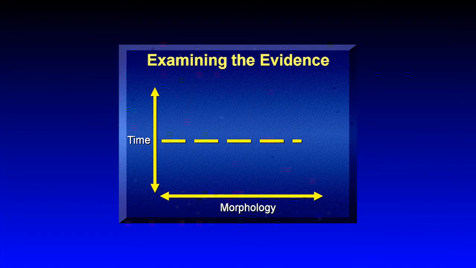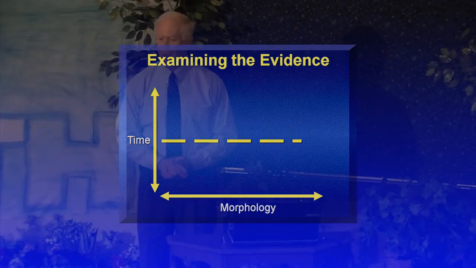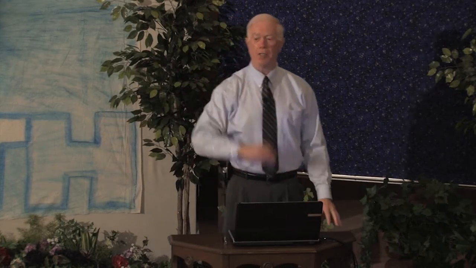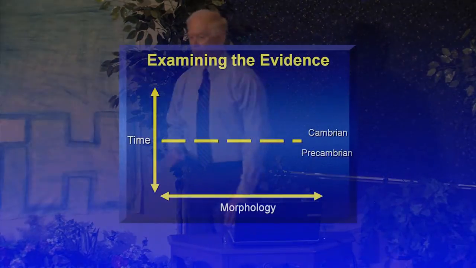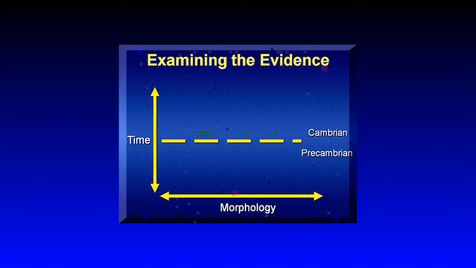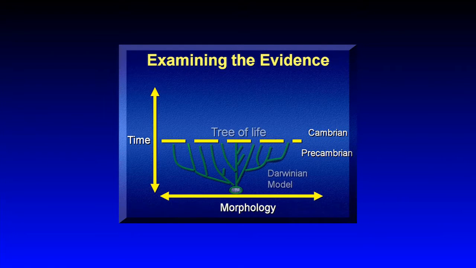Now, what I'm putting up here is a chart. On the vertical, I have time. On the horizontal, I have something called morphology. What in the world is morphology? Anybody have that? Means you have shape. Now, I know some of you may not have any morphology until you've had that first cup of coffee, but I'm not going to talk about it here. Then down the middle, I have a dotted line separating the Pre-Cambrian and the Cambrian. Now, let's go through this.